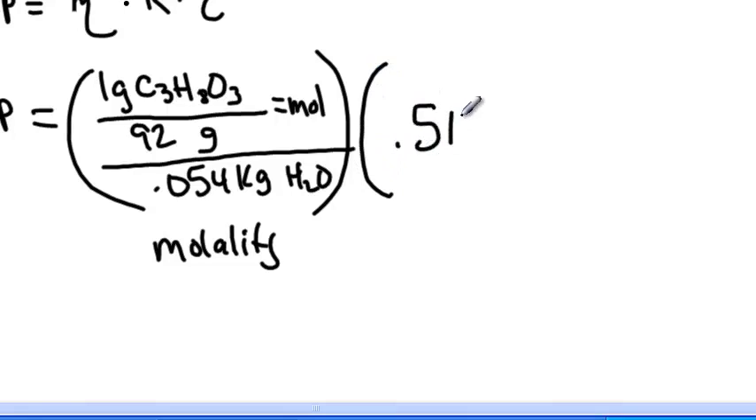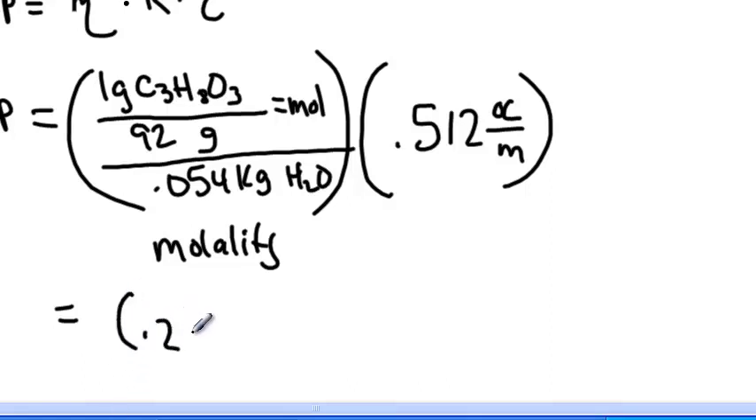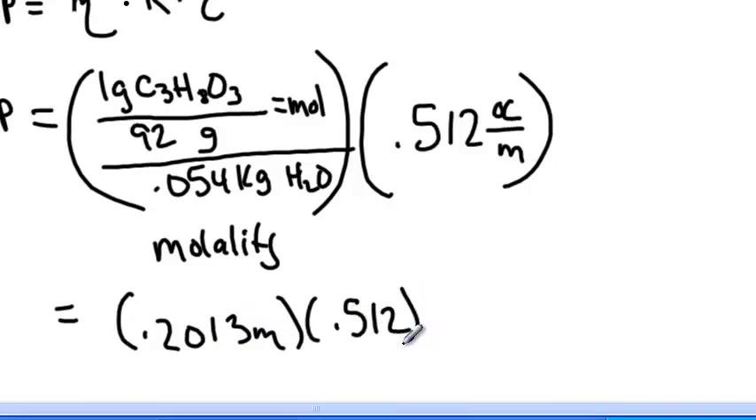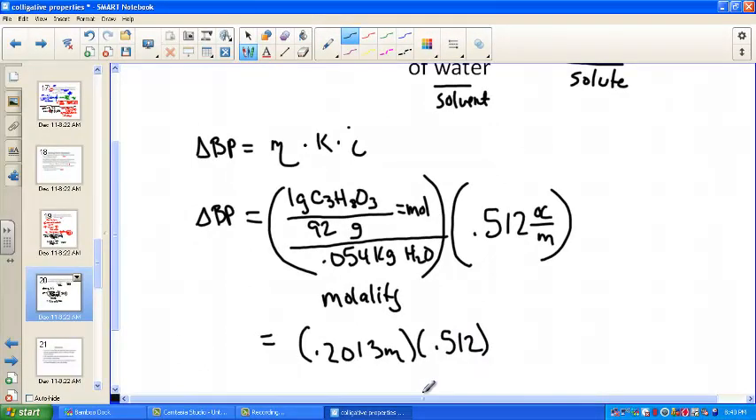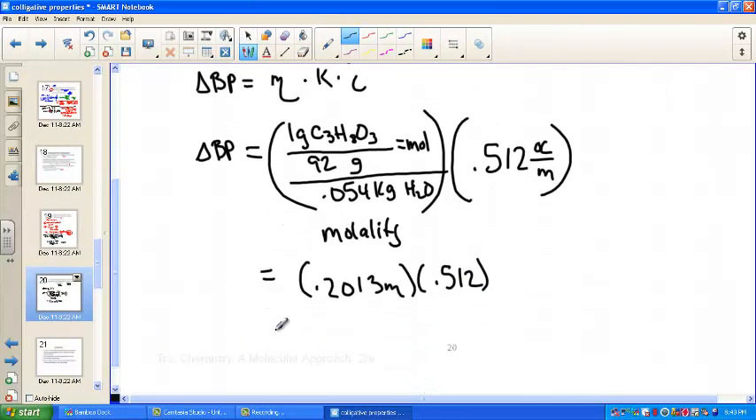I can multiply that by the boiling point elevation constant of water, 0.512 degrees Celsius per molal unit. 1 divided by 92 divided by 0.054. My molality simplified to 0.201, I'll just keep it like a 3, times 0.512. And now when I hit that, I found 0.103 in my final answer.